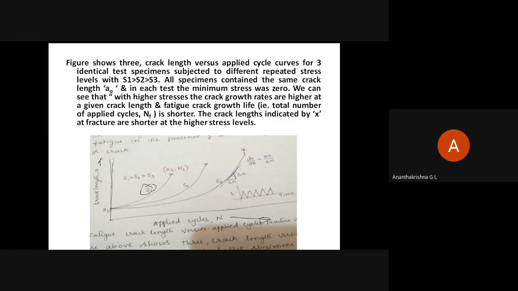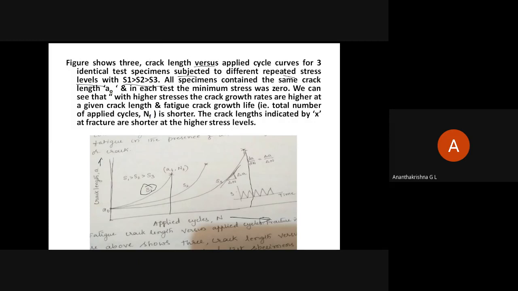Okay, so therefore the applied number of cycles will come down. If the stress is less, it can go for more number of cycles. So that is what it all means. So crack length versus applied cycles, right now, where the specimen is subjected to different repeated stress levels. Okay, one may be subjected to 300 megapascal, the second one may be 200, and the third one may be 100 megapascal. That is what is indicated in S1 greater than S2 greater than S3.